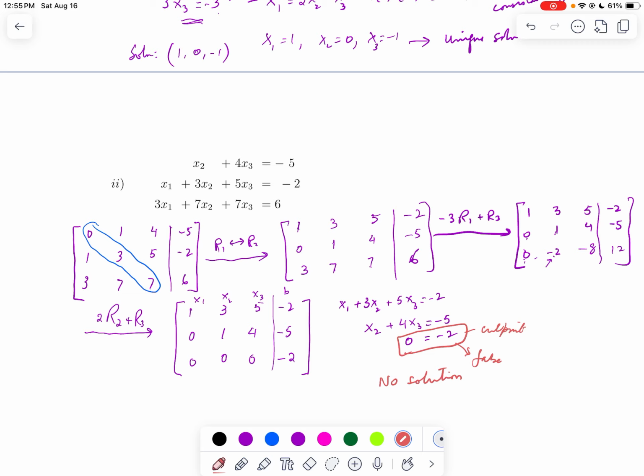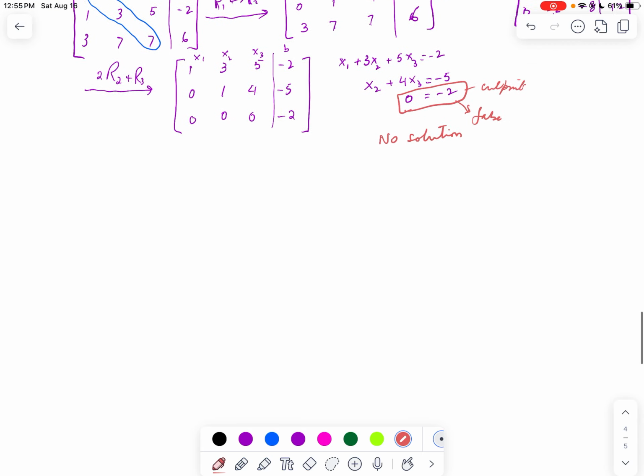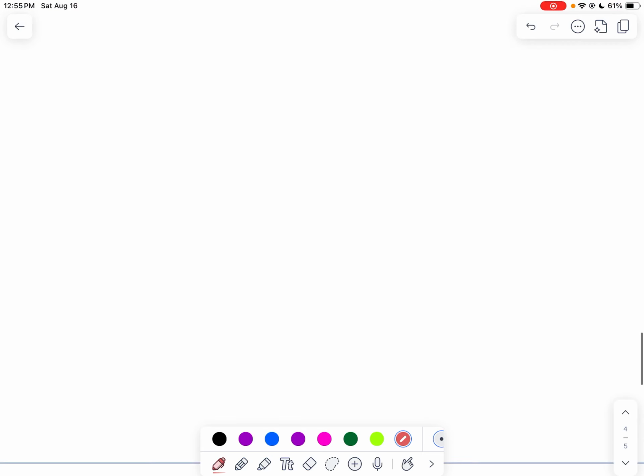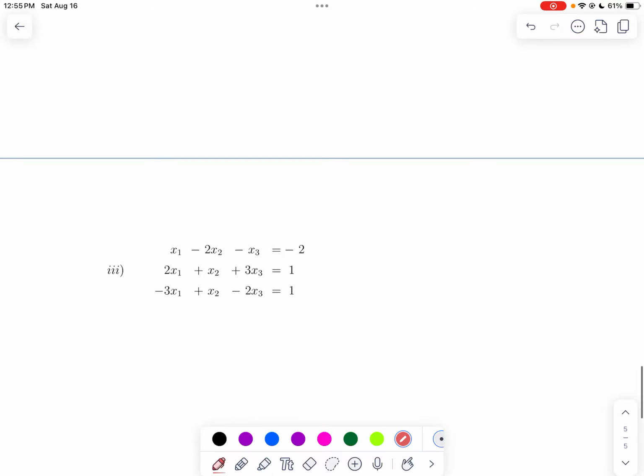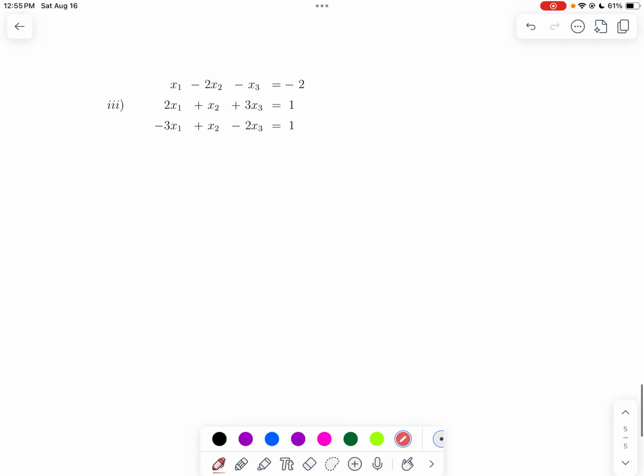The last one is infinitely many solutions. So let's see this example. What does this give us? We start with the augmented matrix.